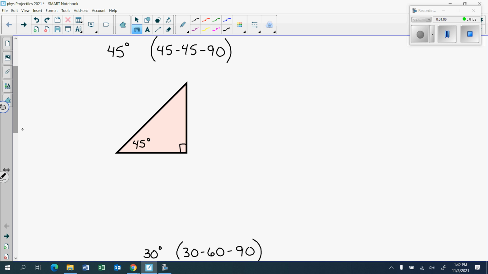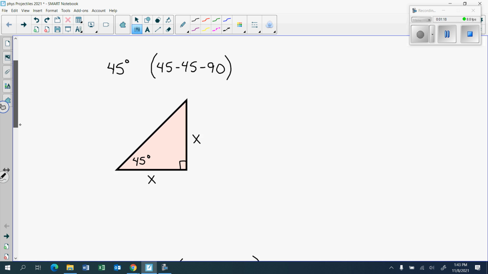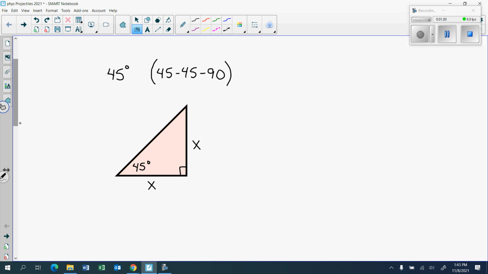And the nice thing about a 45-degree triangle is that the lengths of the two legs are equal. I'm going to use the letter x. So I have x and x, which means if I can find one, I find the other. I can do sines and cosines if I want to find that. And that's usually how I go about doing things.